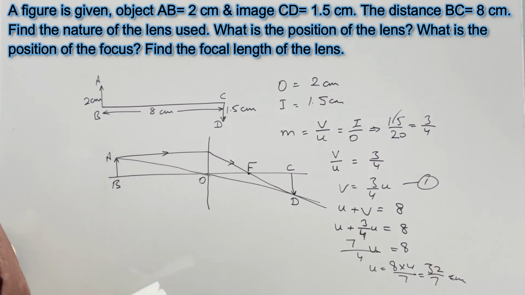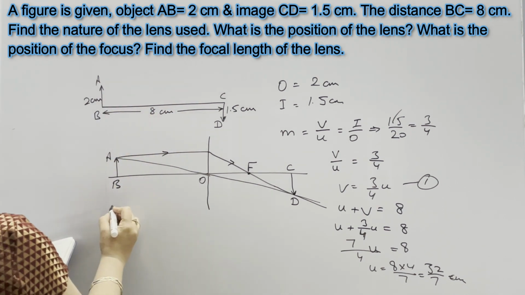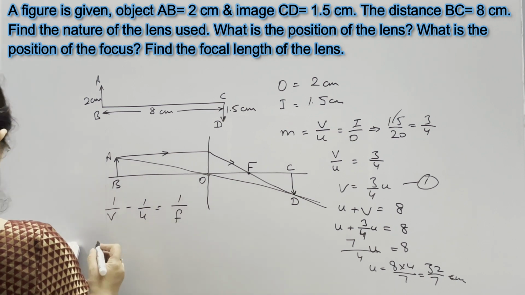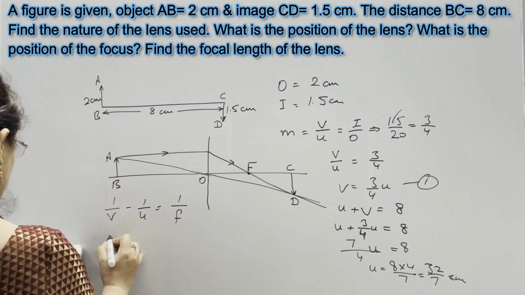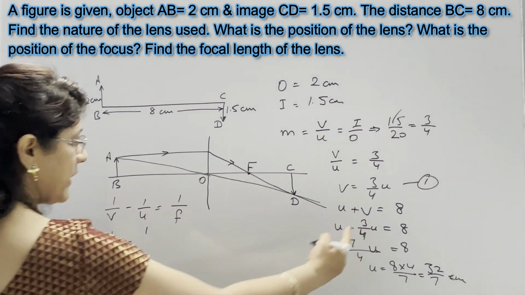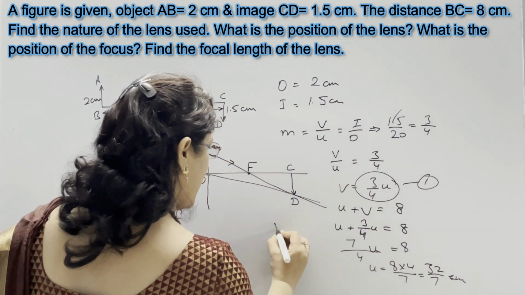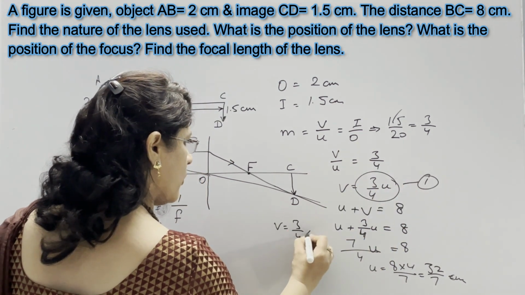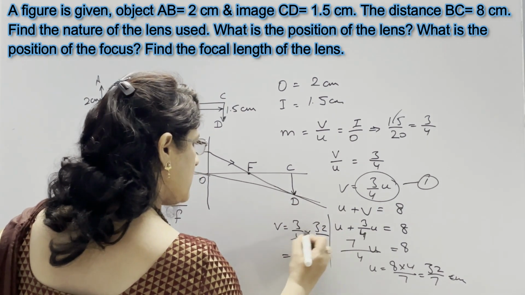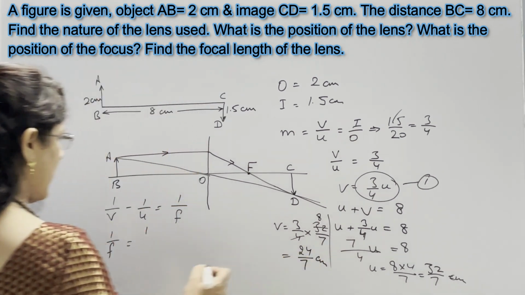Now the value of F, we also have to find the focal length in this case. So 1 by V minus 1 by U is equal to 1 by F. Here 1 by F we need to find. So V we have calculated in terms of U, it is 3 by 4. So the value of V is 3 by 4 into the value of U, which is 32 by 7. So it means 4 8s are 8, 8 3s are 24, upon 7 centimeter is the value of V.